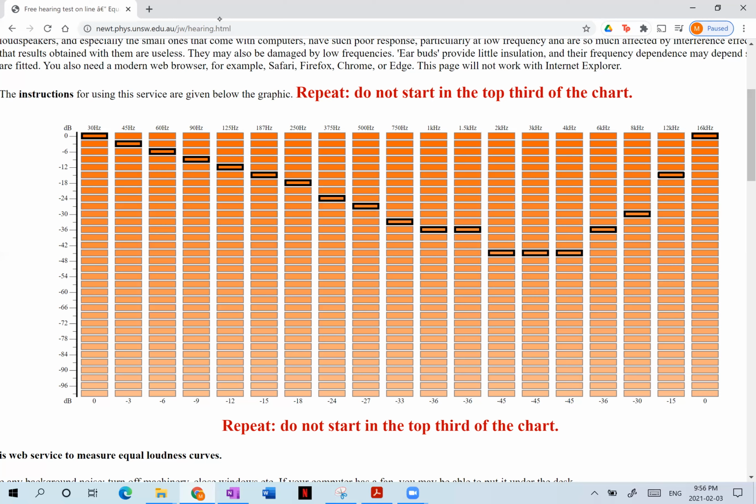Now, if you look at the black lines that I've drawn here, they make what's called a contour. So here, I'm going to highlight it with my annotation tool. That, my friends, is called a contour of equal loudness.